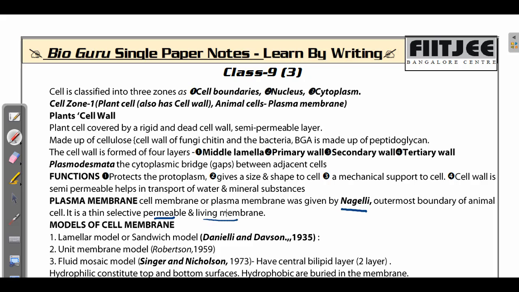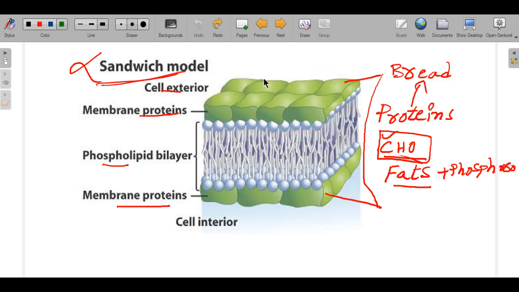That's why this living membrane was not explained, not discovered at a time. So the models come up to define or to elaborate how the three molecules are arranged in a specific manner. So the first model we're going to learn is the lamella model or the sandwich model, which was given by Danielli and Davson in the year 1935. Let's look at the structure of it.